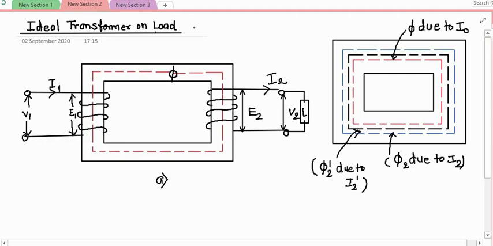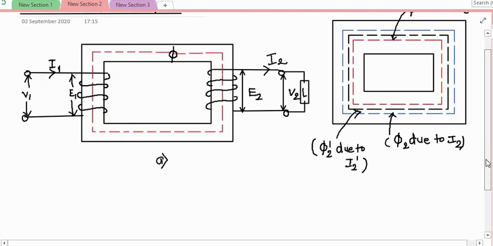Suppose a load is connected across the secondary terminal of the ideal transformer, the current I2 starts flowing through the secondary winding, because your circuit gets closed. Now if I consider a general case of an inductive load having lagging power factor cos phi 2, the current I2 lags V2 by an angle phi 2. So let us now develop the phasor diagram.